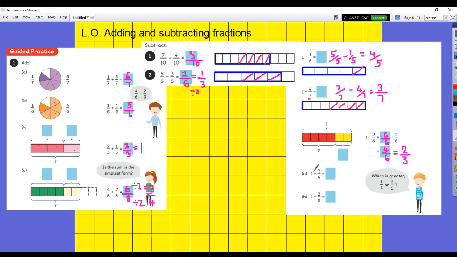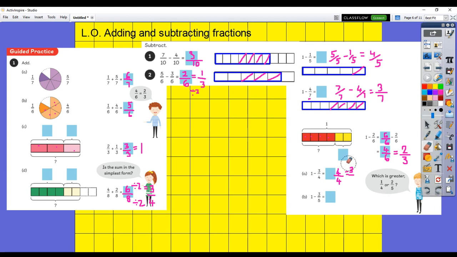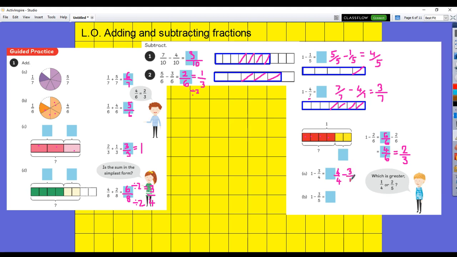Okay. Now we've got 1 take away 3/4. So I'm going to make my 1 whole into 4 quarters. Then I'm going to take away 3 quarters. Oh, not equal sign, Mrs. Boyd. Don't want the equal sign, do I? 4 quarters, take away 3 quarters, which equals what? Well, 4 take away 3 is 1, and we don't change the denominator.